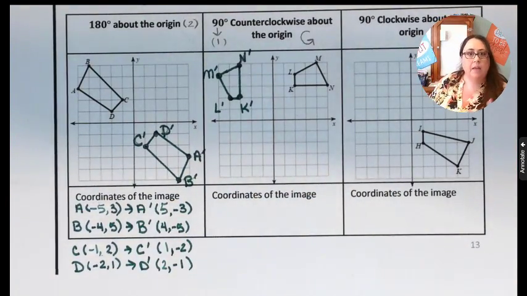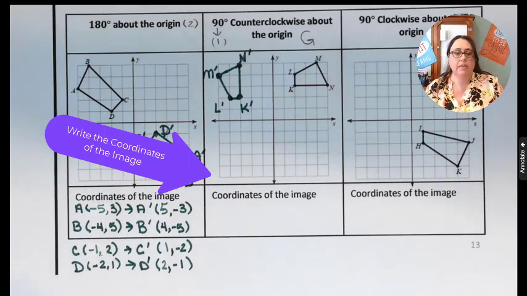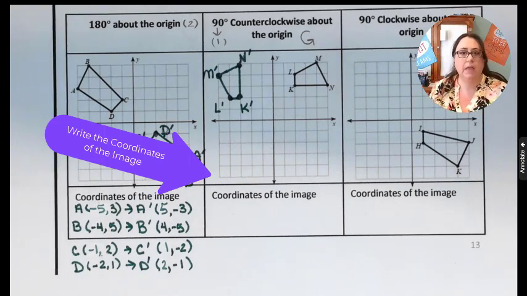Okay, so now that I have all that in there for you, let's go ahead and pause it, and you guys finish up doing the coordinates and neatening up your paper, and then come back and check your work.